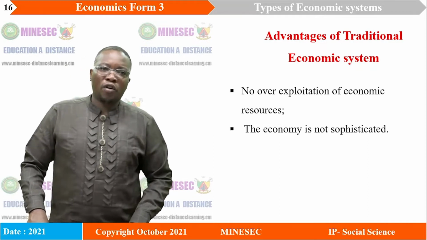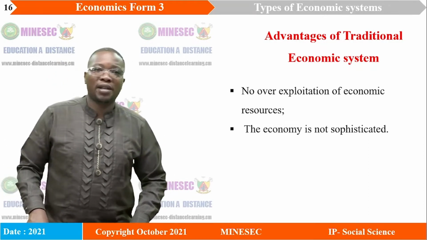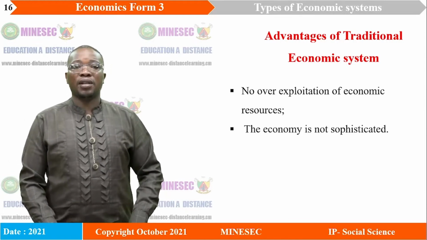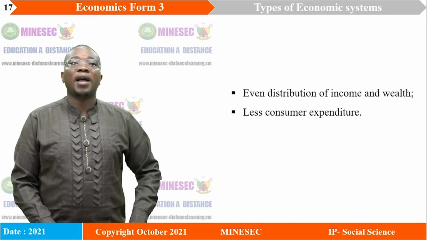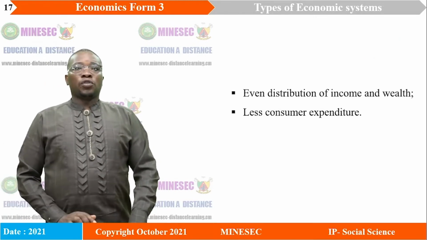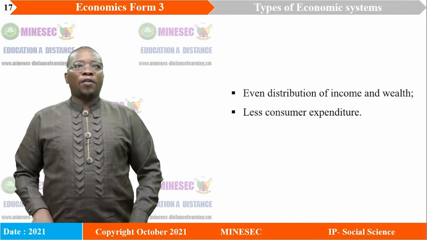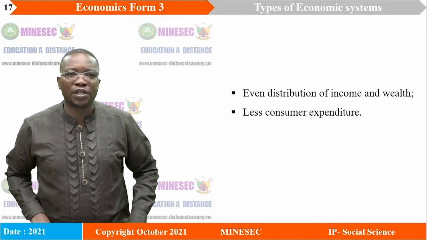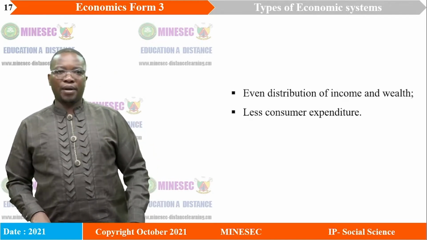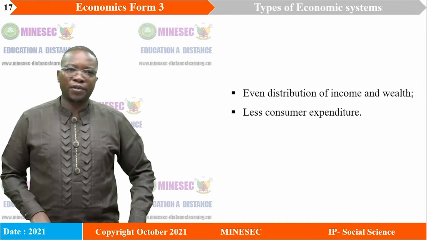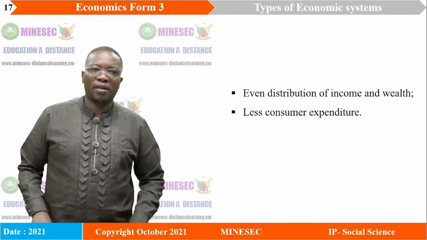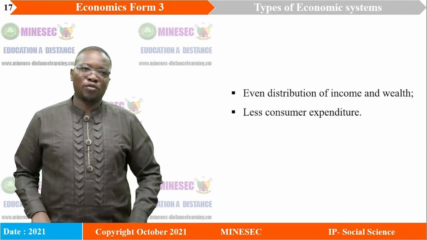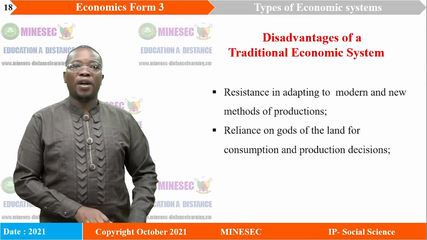And the economy too is not sophisticated. That is, it is easy to understand, since the transactions that take place in this type of an economic system are limited. To add, another advantage for a traditional economic system is that there is even distribution of income and wealth. There is even distribution of income and wealth, and also there is less consumer expenditure in this type of an economic system.